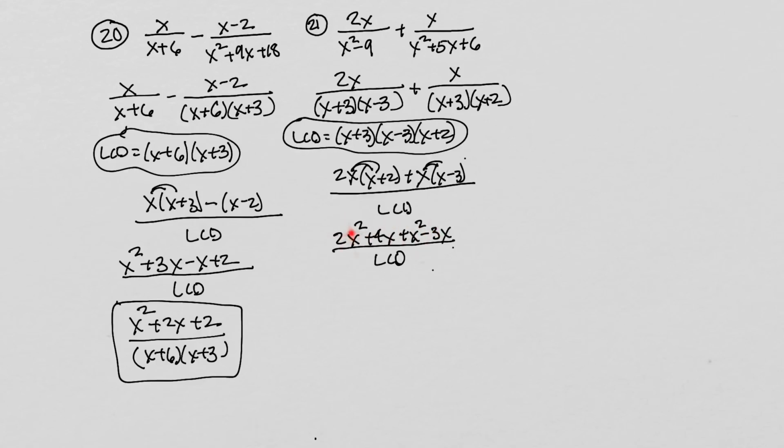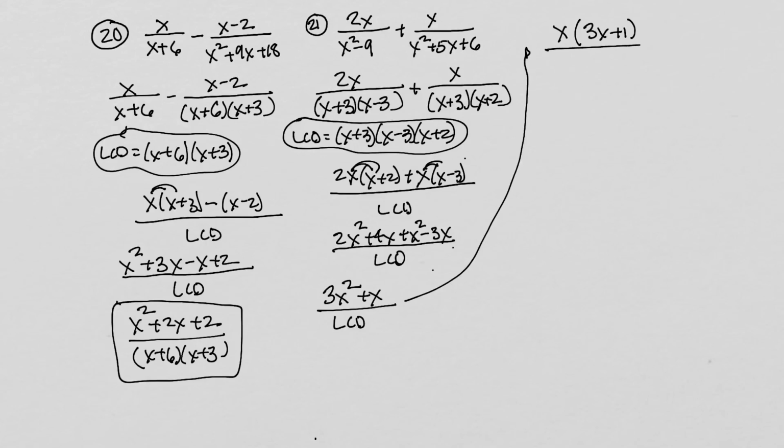So let's combine. So 2x squared and another x squared is 3 of those. So we'll get 3x squareds. And then we've got a 4x minus 3x. That's a plus x. Over, now I can factor that. So I'm just going to write LCD. You know what, let's take this up here where we have some room. Now I'm going to factor an x out of the top. And if I factor that x out, what I'm left with is 3x plus 1. Now I can't do any more, so now I'm going to write the LCD, which is x plus 3, x minus 3, and x plus 2. And I look at this, nothing's going to cancel. So if we did everything right, there's our simplified form.